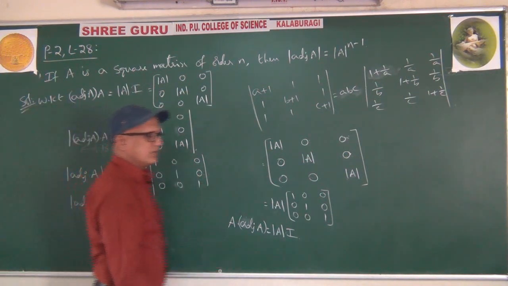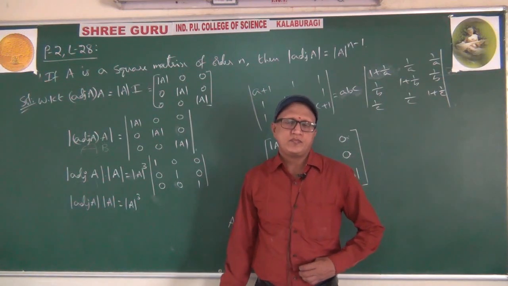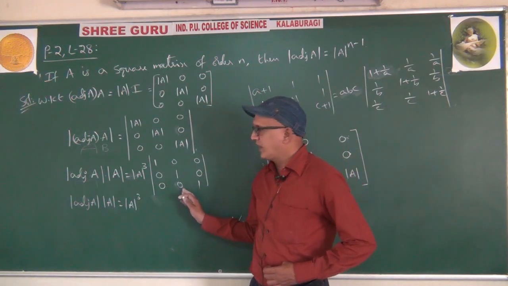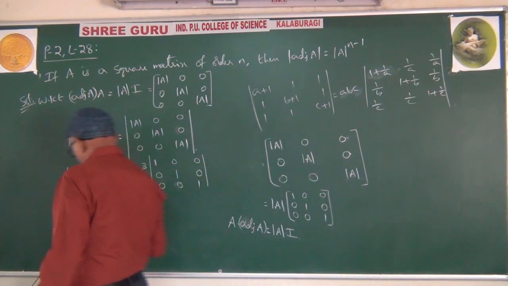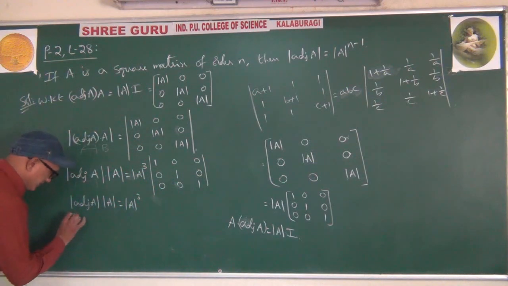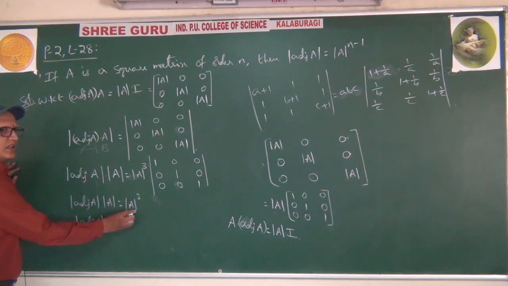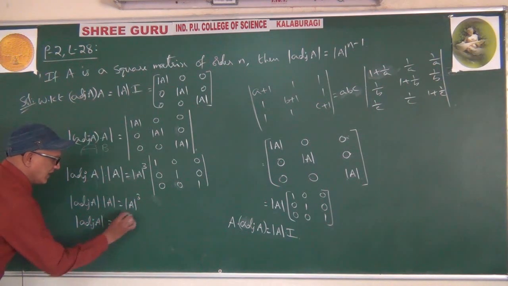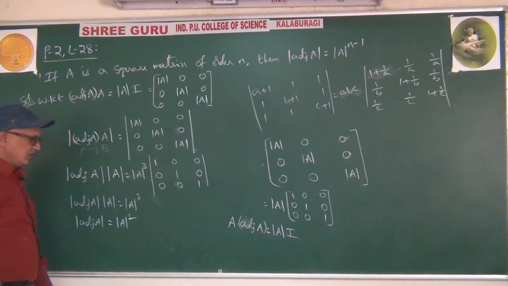If you find the determinant for the identity matrix, it will be 1. So, leave this one. Coming to this one, determinant of adjoint A into determinant A equals determinant A whole cube. If you simplify, we get determinant A whole square.